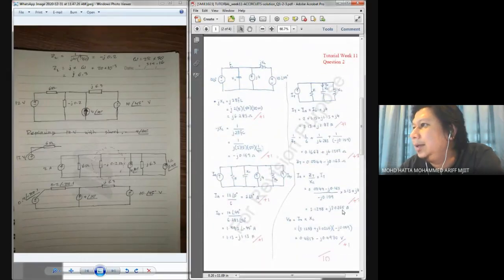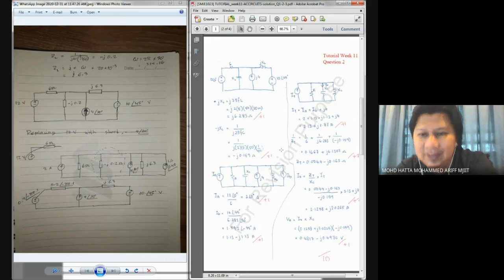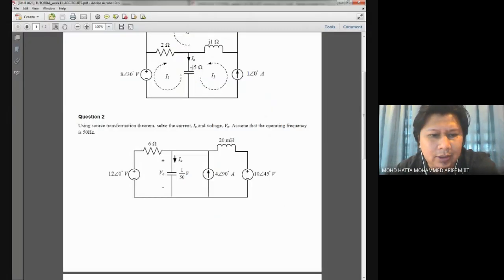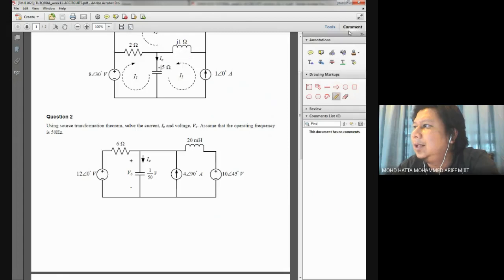If you look at the answer, maybe later on I will make this one bigger. For question number 2, we are trying to solve IO. Is it IO or VO? Let's see, what's the question? Solve IO and voltage VO using the source transformation theorem.